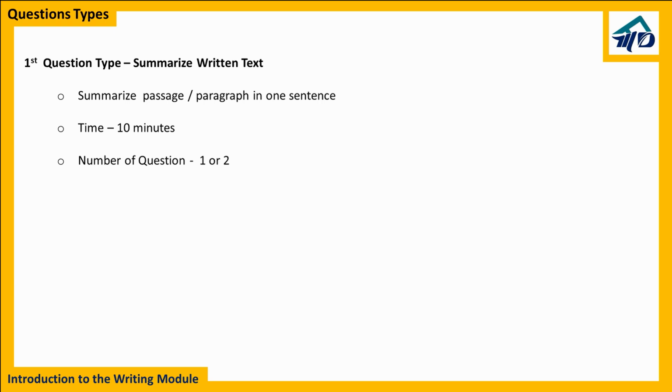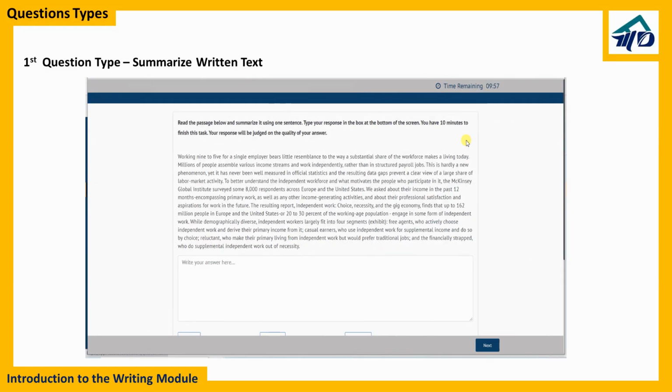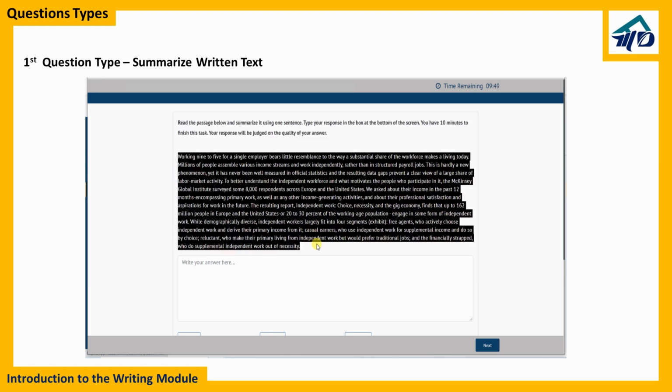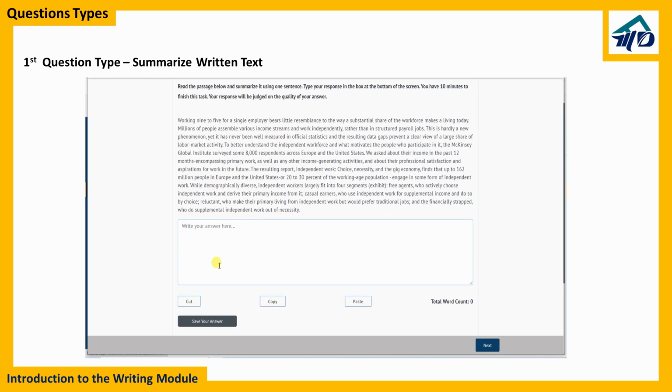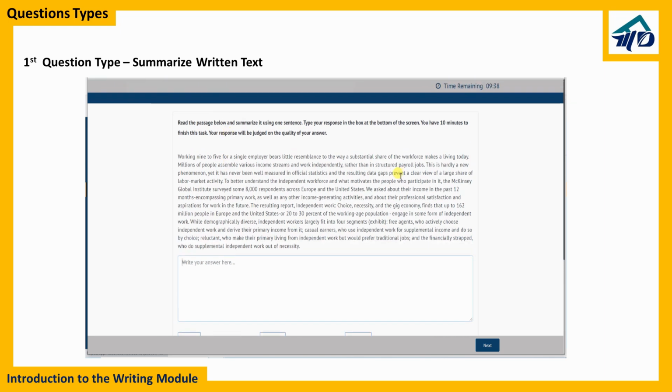Let me show you how you would be getting this one in the exam. So the moment the question appears on the screen, your timer will start. So you have instructions, then you have the paragraph here, and here you have to type your answer. So overall you are getting 10 minutes. And instructions are very clear. Summarize it in just one sentence. Your response will be judged on the quality of your answer.